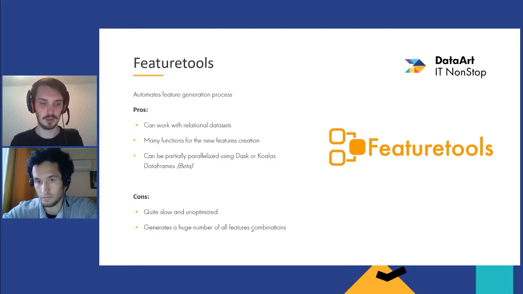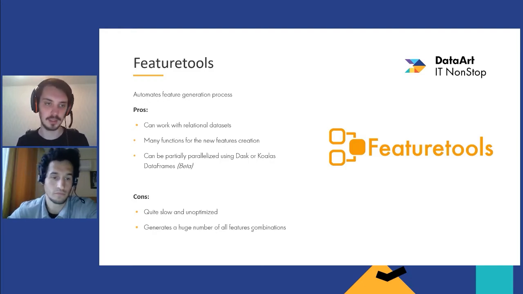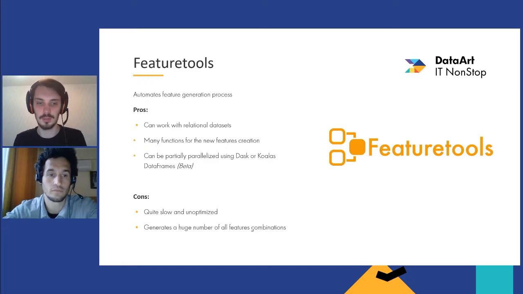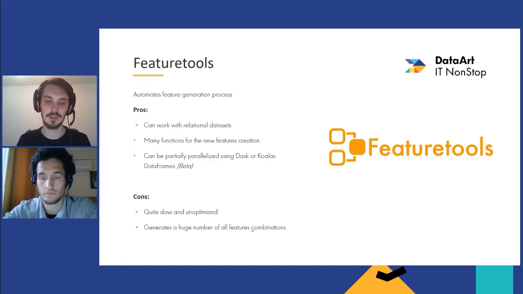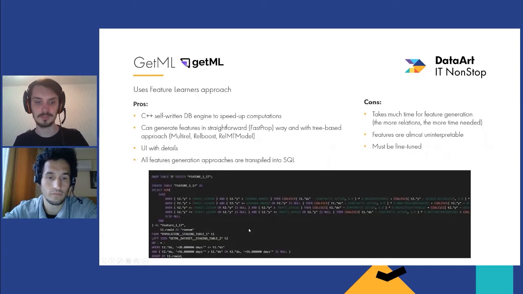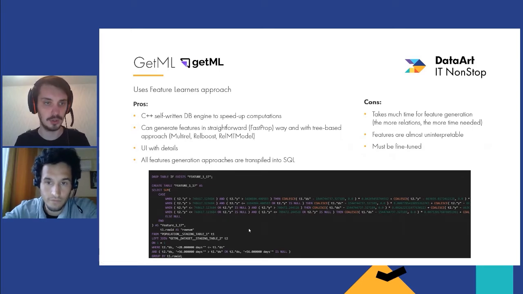But still, it has some cons. It's quite slow and unoptimized. You cannot generate really fast hundreds and thousands of features. And most of the time, Featuretools just generates a huge number of all feature combinations, and that's all. So you have to decide what to do with those, what are the best features, and it's like helping only halfway with our feature generation. So we moved forward and we tried the getML tool, which uses this interesting feature learners approach.